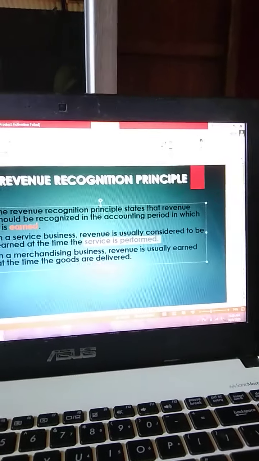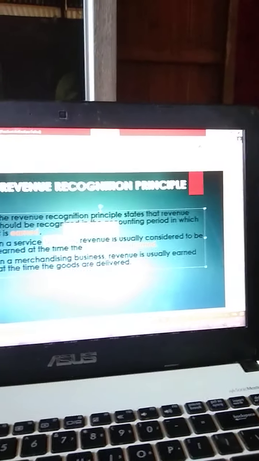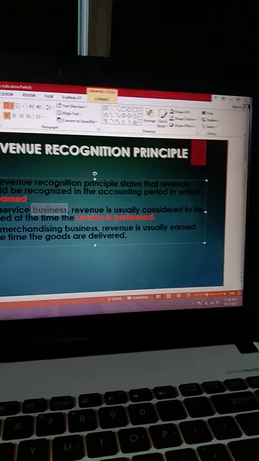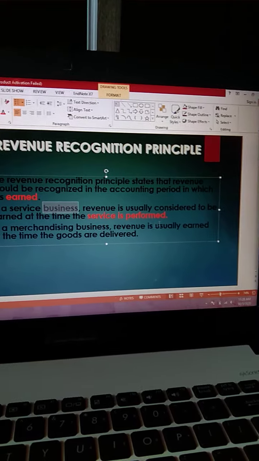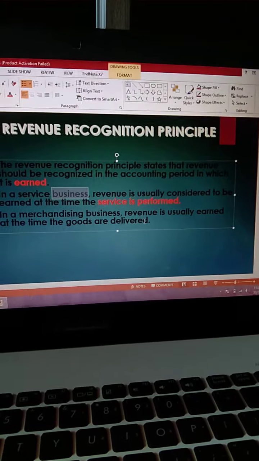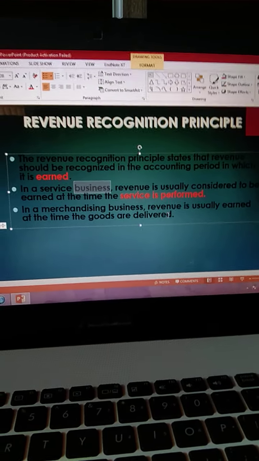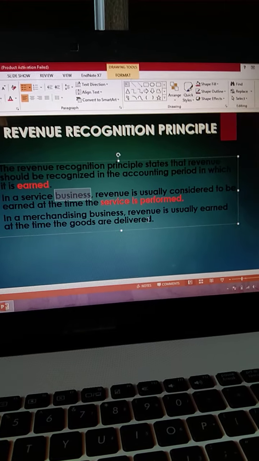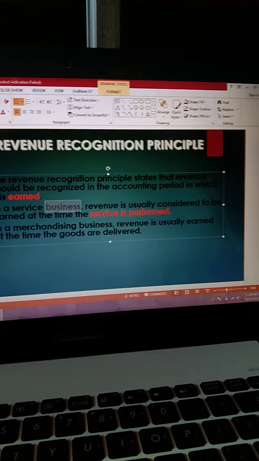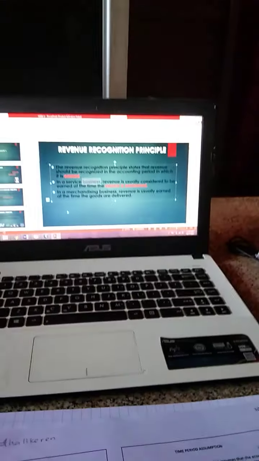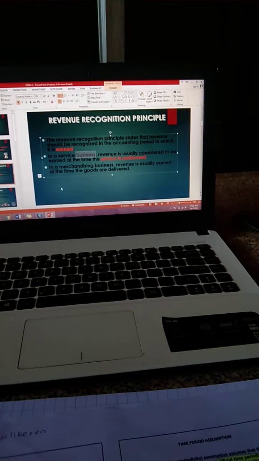As long as the service is performed already, then you can say revenue recognition. Okay, and then in a merchandising business or manufacturing business, revenue is usually earned at the time the goods are delivered to the customer. Once you deliver the goods to the customer, then you can say revenue has already been recognized or earned. So basically this slide is about when you will recognize your revenue, for both the service and also the products.